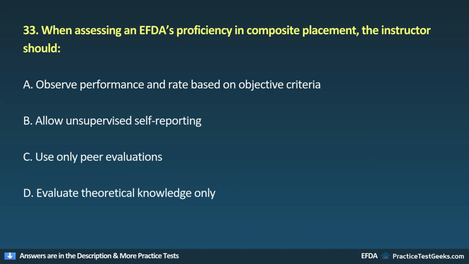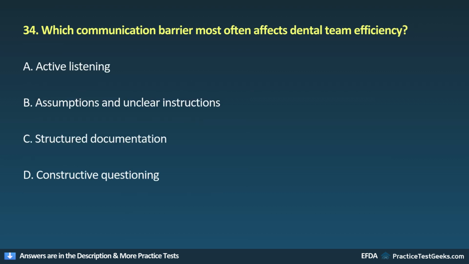33. When assessing an EFDA's proficiency in composite placement, how should the instructor evaluate? A. Observe performance and rate based on objective criteria. B. Allow unsupervised self-reporting. C. Use only peer evaluation. D. Evaluate theoretical knowledge only.